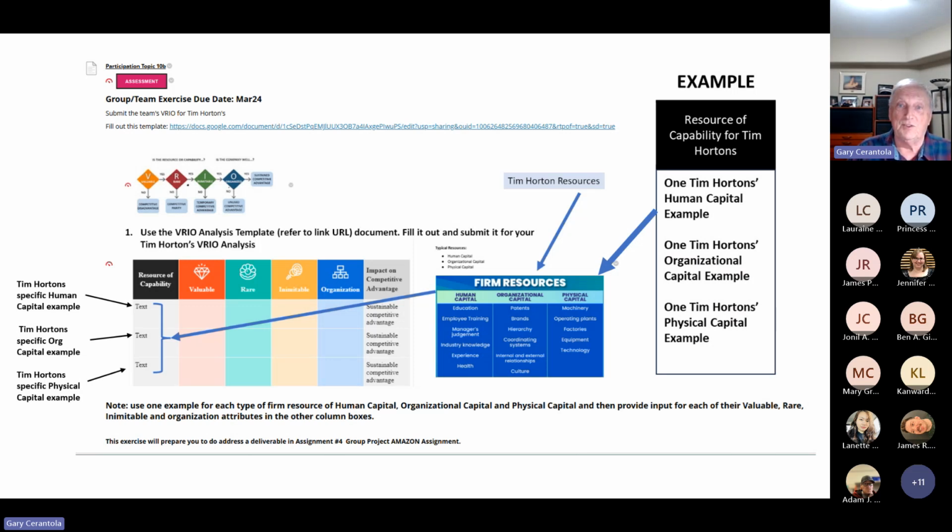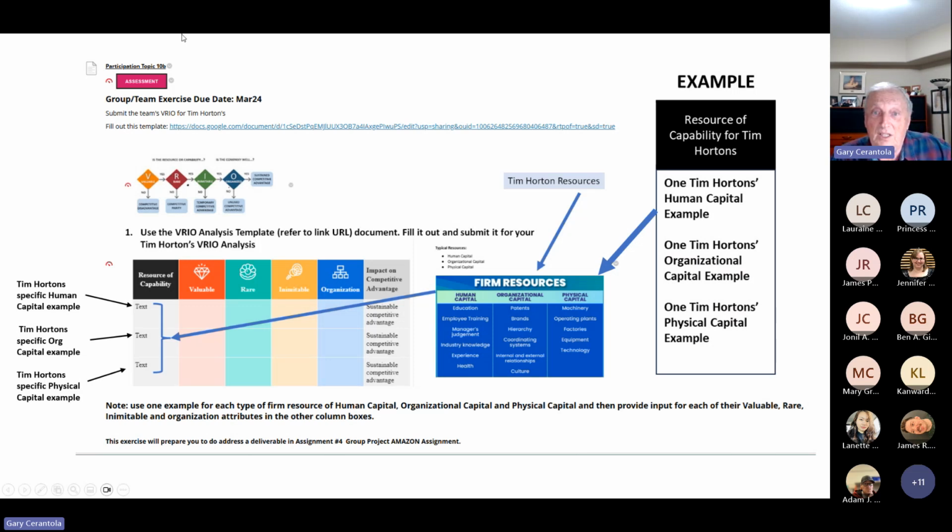Now we're going to talk about participation topic 10B, and again, this is in the spirit of how to manage products, but really how to create a sustainable differential advantage, or sustainable competitive advantage as well. All right. And again, I've shown you a link to the template, and you're going to go through this VRIO exercise, and we're going to go through this in the slides that follow, so you don't have to know all of that right now.